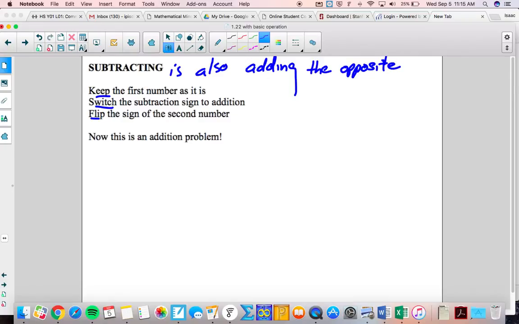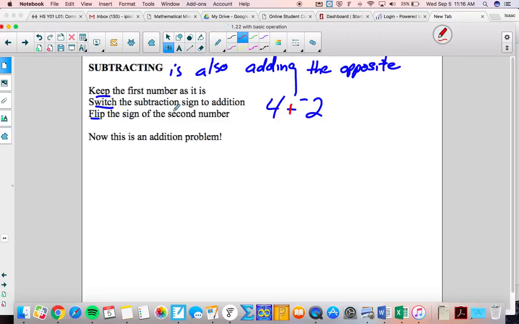Most middle school students that I see, their teachers have used the phrase keep, switch, flip, and it seems to work. So we're going to go with that. Now let's make a problem up real quick. 4 minus negative 2. That one looks confusing. Ooh, what is 4 minus negative 2? But if we do keep, switch, flip, it's going to make it really easy. So we keep the first number as it is. So 4 stays 4. We switch the subtraction sign to addition. Here's the minus sign. I'm going to make it addition.